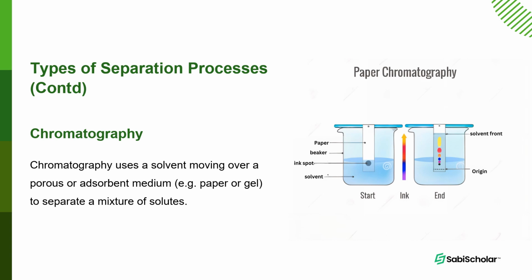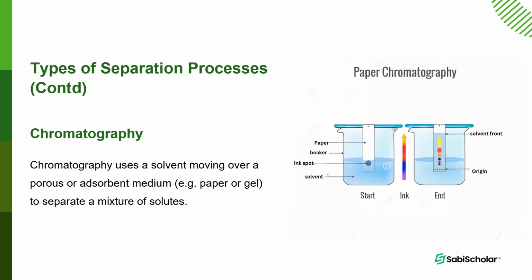Now we look at this diagram. I have a solvent. That solvent could be water or ethanol. Then I have an ink spot. Then I have my beaker, and the ink spot is on the paper. That paper is my absorbent medium. Now that absorbent medium holds our ink on it, and allows the ink to sit just over the solvent slightly.